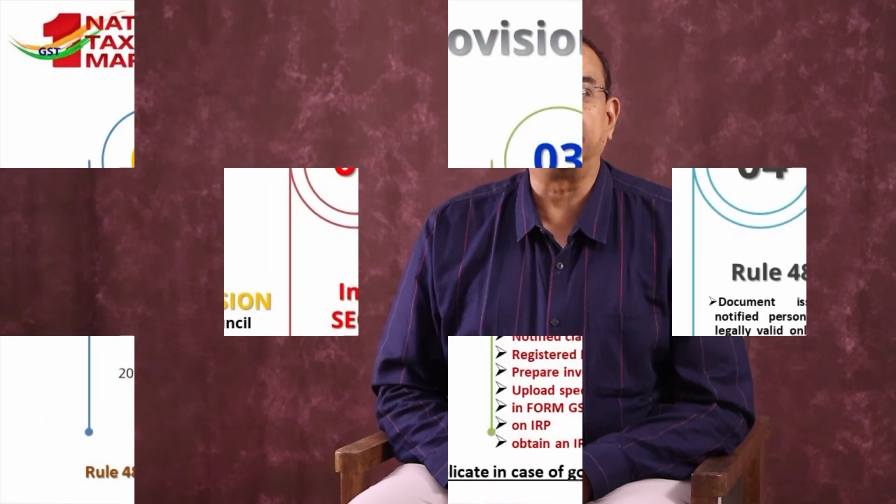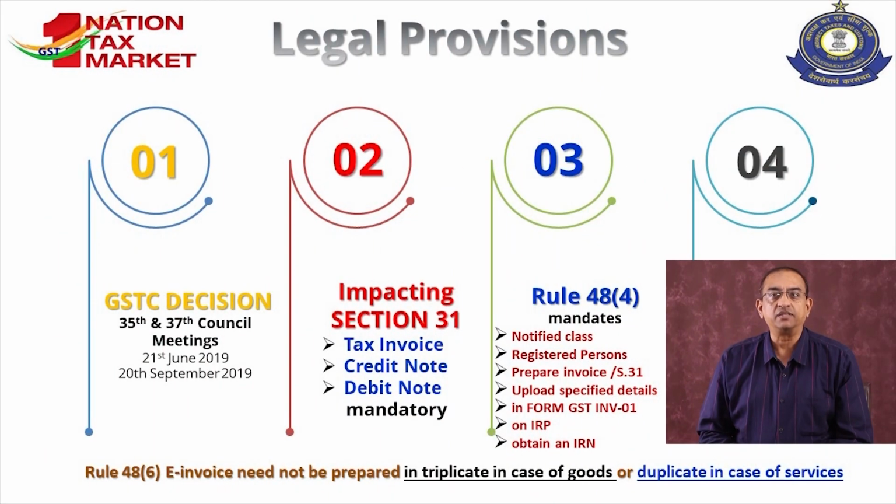Based on the recommendations made by the 35th and 37th GST Council meetings, three very important sub-rules were inserted to Rule 48. The impacting section as far as this process is concerned is Section 31, which deals with tax invoice, debit notes and credit notes. The three important sub-rules inserted as part of Rule 48 are Sub-Rule 4 of Rule 48, which notifies the class of persons who are required to generate e-invoice.